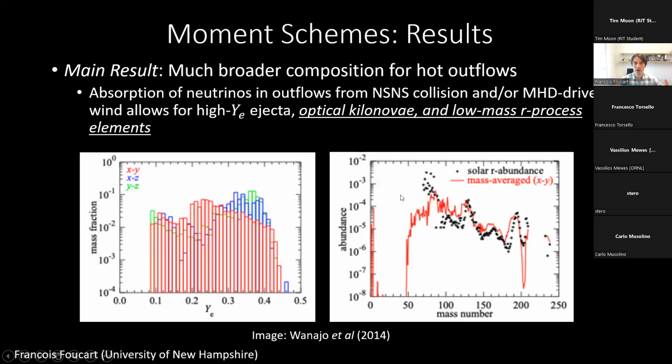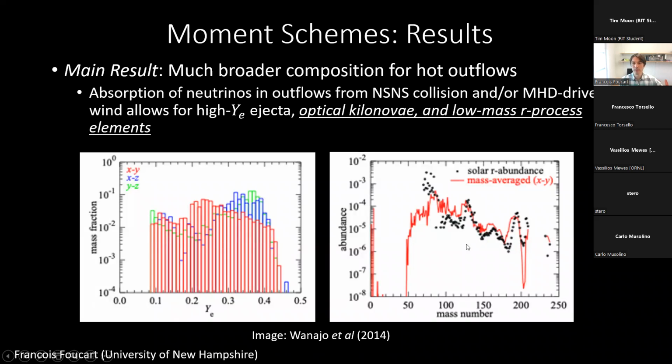And that has also an impact on nucleosynthesis. Again, this is the abundance of various elements produced by these outflows as a function of mass number. And you can see the simulation produces this red curve here for reference. Solar r-process abundances, or inferred abundances at least, are the black dots here.